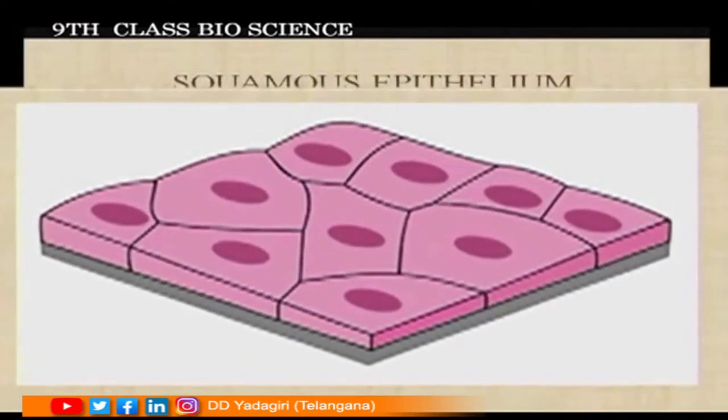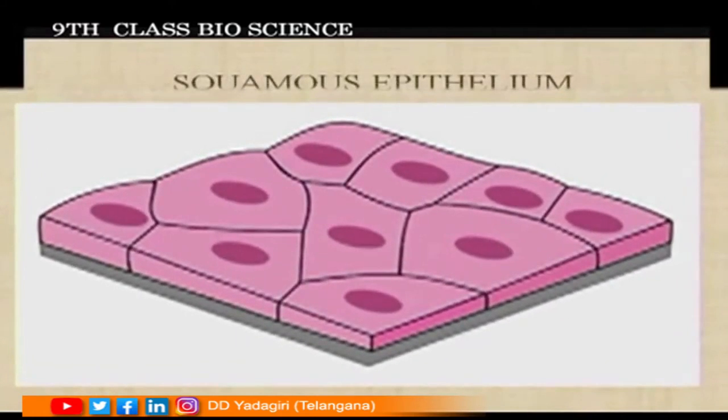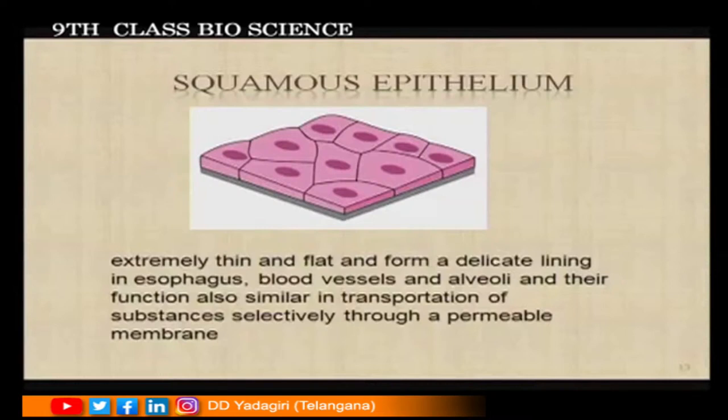Now, let us see where squamous epithelial tissue is located, and its structure and also its functions. When it comes to its structure, the squamous epithelial tissue is extremely thin and flat, and it forms a delicate lining in the esophagus, blood vessels and alveoli. Its functions involve the selective transportation of substances through a permeable membrane.